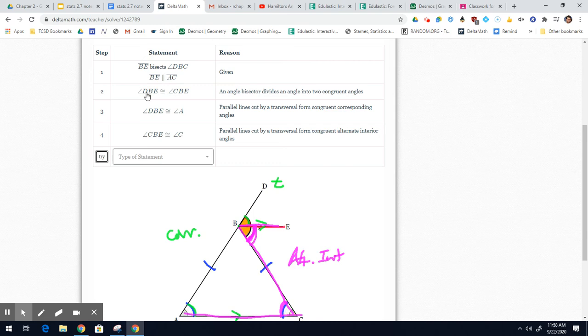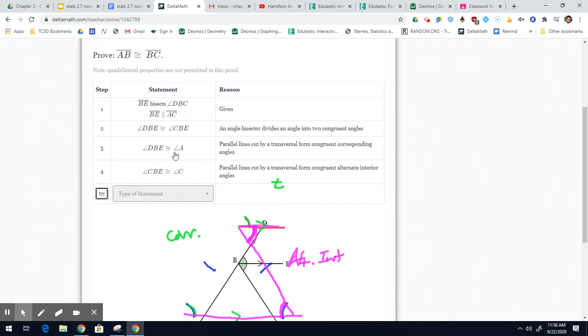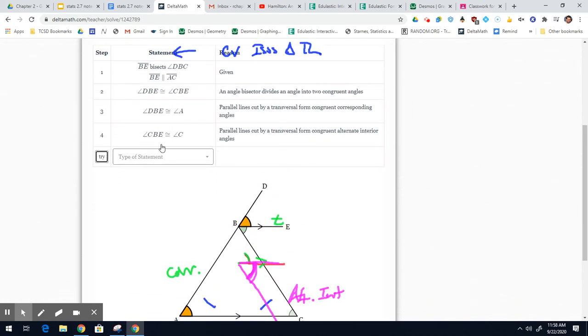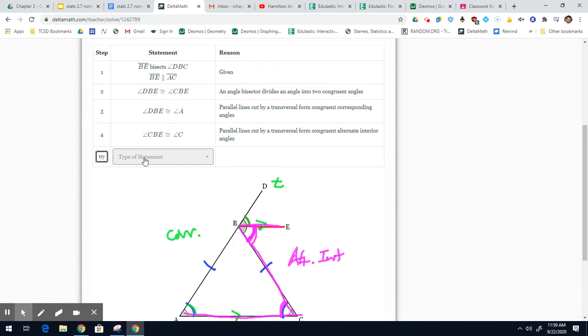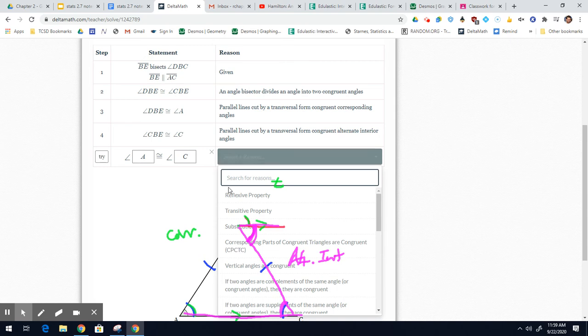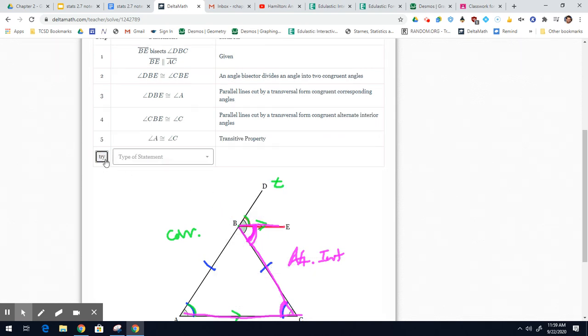Nice. So now look, I have these three statements. DBE can be replaced with A, CBE can be replaced with C. I wonder if we can do one big long transitive property. I'm not sure how they're going to let me do it, but I have what I want. I can say that angle A and angle C are congruent now. So let's see if I can do that all at once. Angle A is congruent to angle C, and again, just one big long transitive property. I'm trying it. Because angle A is congruent to DBE, which goes here, and angle C is congruent to CBE, which goes here. So A and C are congruent.